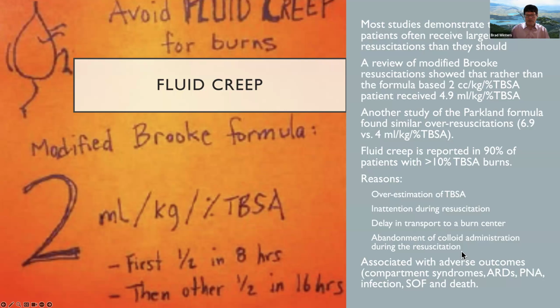And people have also argued lack of colloid administration during the resuscitation, which is why people really like modifying the Parkland and the Brooke formula to add albumin, and that's why we do it. And again, maybe in the future, fresh frozen plasma might become part of that formula. The danger with fluid creep, of course, as we've already mentioned, is it leads to adverse outcomes. It increases the risk of abdominal compartment syndrome, of the eye, of the limbs, basically throughout the body. It increases the risk of acute respiratory distress syndrome, pneumonia, multi-system organ failure, and increases the risk of mortality.